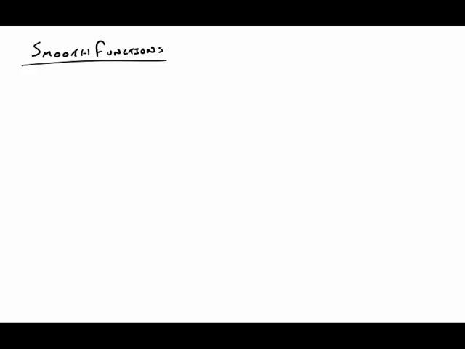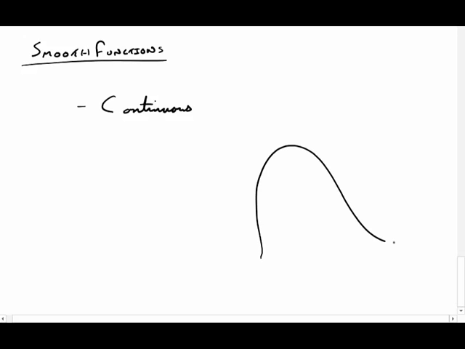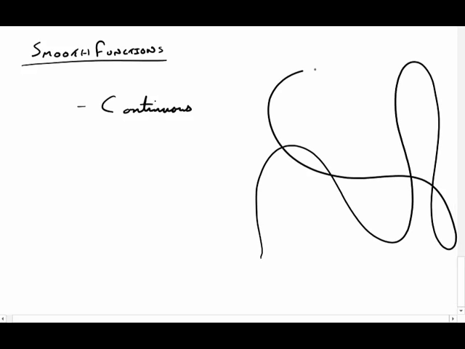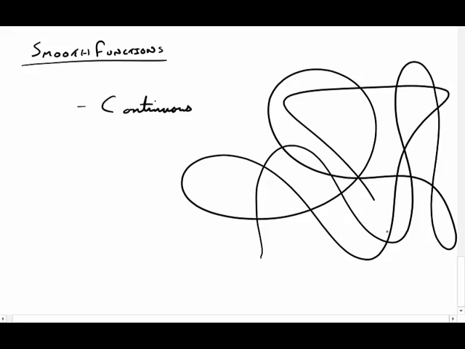So what does a smooth function actually mean? Well, the first thing that it means is that it has to be continuous. Okay, so what does continuous mean? Well, continuous means that you can draw the function without taking your pen off the paper. So it might be something really complex, but as long as you can draw the function without taking your pen off the paper, then it's what's known as continuous.